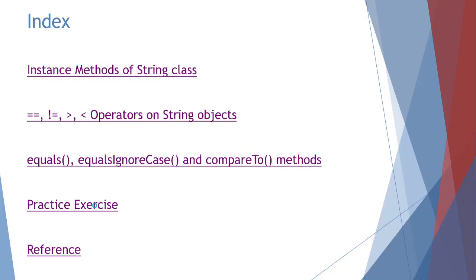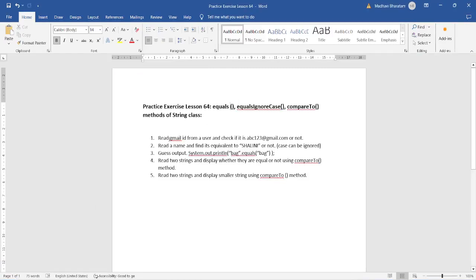Now let's see a practice exercise here. Read a Gmail ID from a user and check if it is abc123@gmail.com or not. So no case sensitivity; ignore case cannot be used. Now read a name and find whether it is equivalent to Shalini or not. Case can be ignored. Guess the output. Then read two strings and display whether they are equal or not using the compareTo method. Now read two strings and display the smaller string using the compareTo method. This is the practice exercise for you.